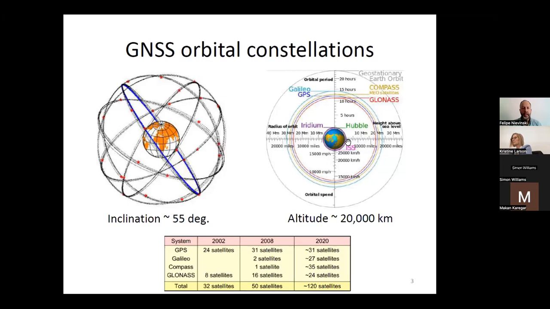Let me just remind you that these satellites are in a medium Earth orbit, which means their orbital period is about 12 hours. So while the Earth does one rotation, they do two. And also they are in orbital planes that are inclined. That is relevant for us because it leaves a gap, a hole, near the celestial poles. You'll see the consequences in terms of reflections in a moment.